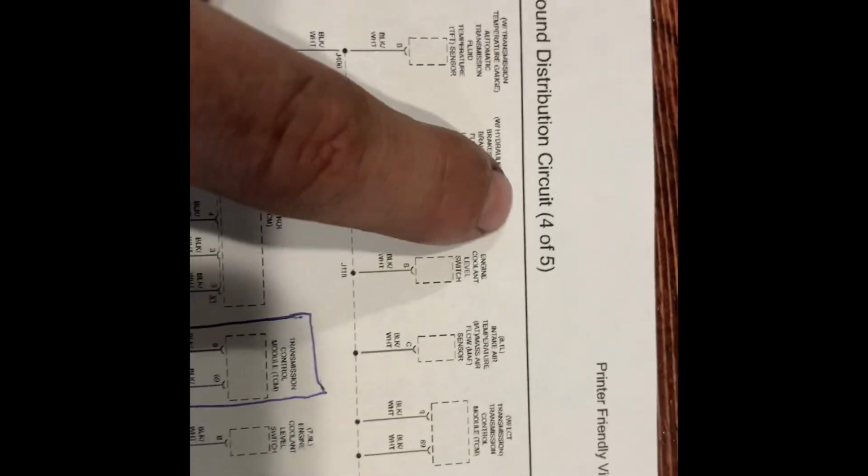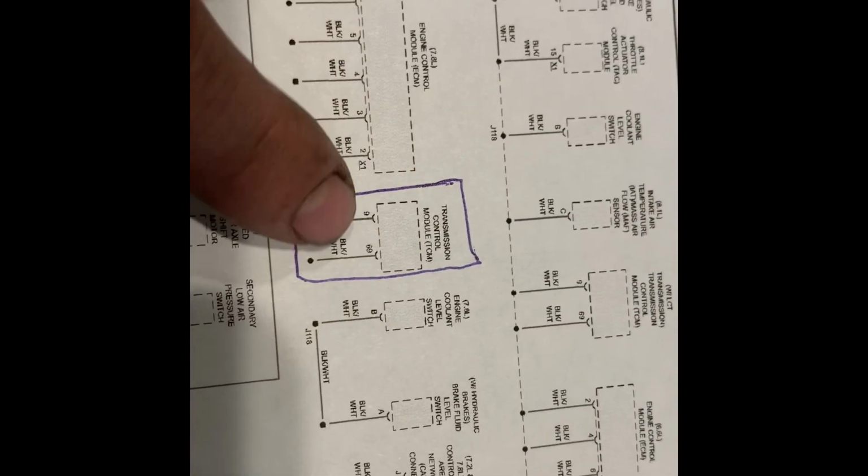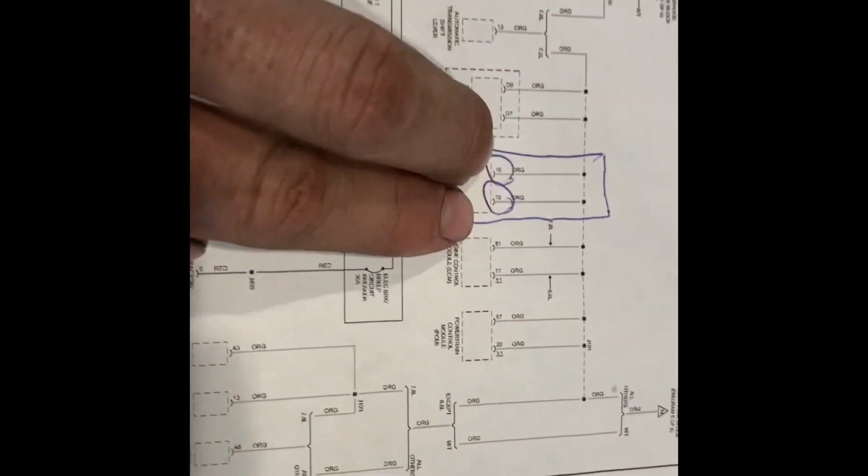Now, if we go over to our ground, there's only two grounds on the transmission control module. Page 4 or 5, transmission control module, pin 9 and pin 69. We had our grounds, and we also had good continuity between the two, and the same way with our powers here and our power here.